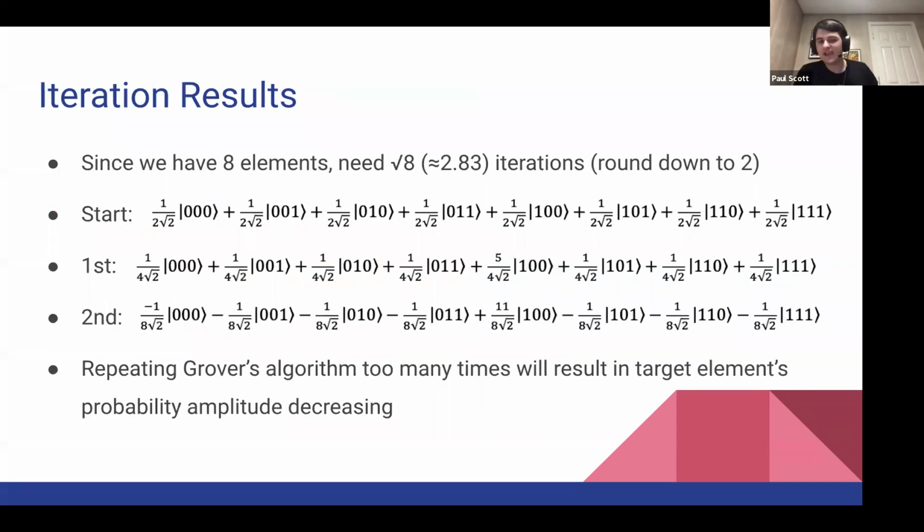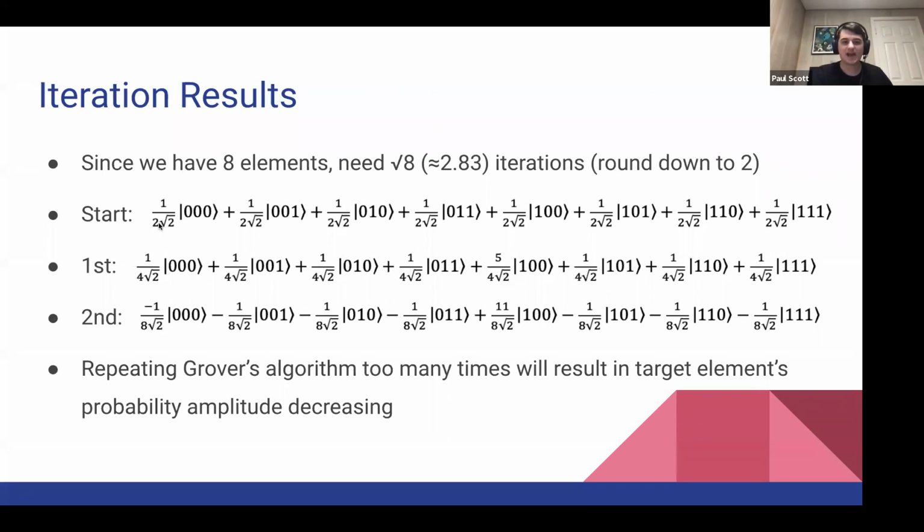And so since we have 8 elements in this case, we need about √8 iterations, which in this case, we're going to round down to 2 because we don't want to overdo Grover's algorithm. It turns out if you apply it too many times, you can actually end up having the opposite effect. You can actually end up decreasing the probability of measuring the state that you want.